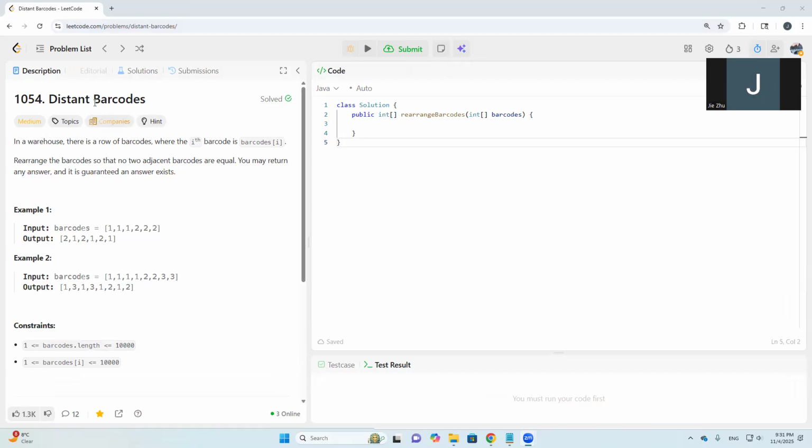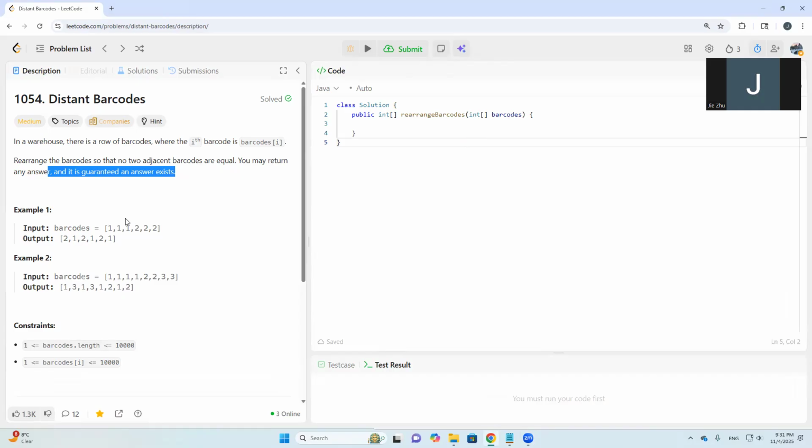Let's talk about LeetCode 1054, Distant Barcodes. It gives us an integer array barcodes, and we rearrange the barcodes so that no two adjacent barcodes are equal. You may return any answer, and it's guaranteed an answer exists.